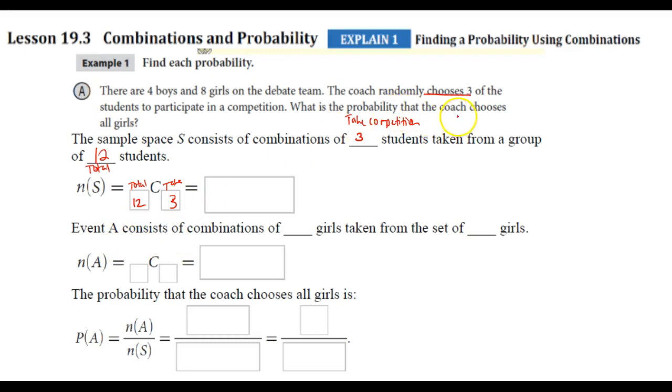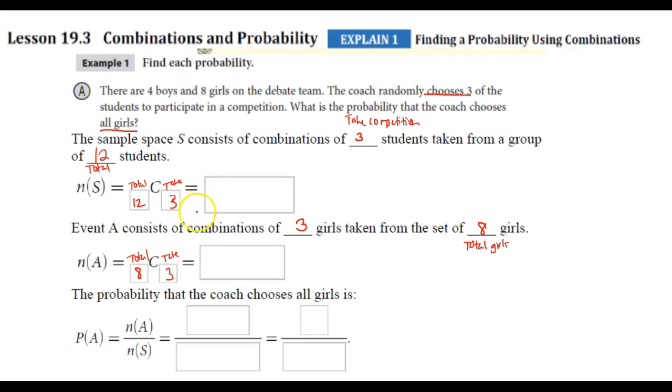And event A is that the coach gets to choose all girls. So here he gets to choose 3 girls, because he's going to take all girls and all 3 spots are going to be those girls. How many total girls are there to choose from? Well, there's 8. So that would be 8, which is my total that I can choose from out of the girls, and 3 that he could take.